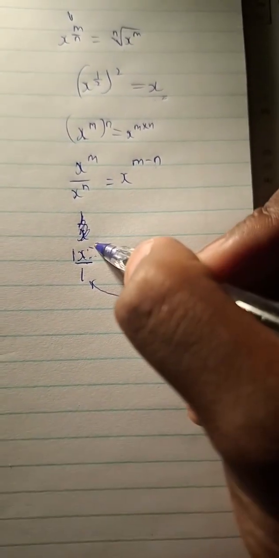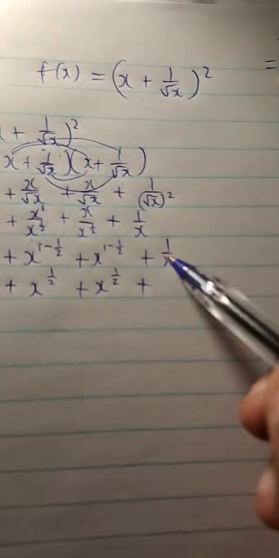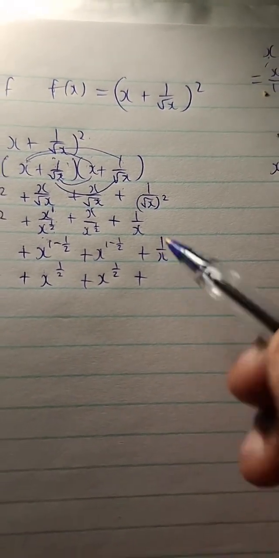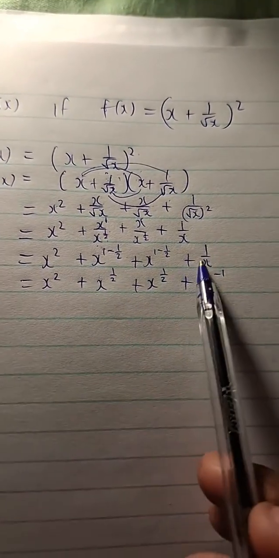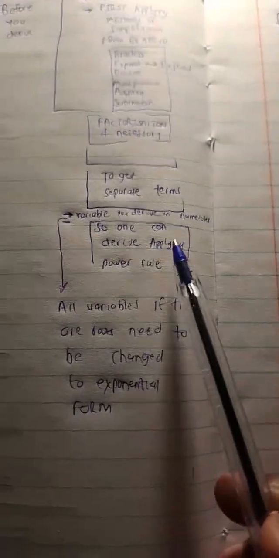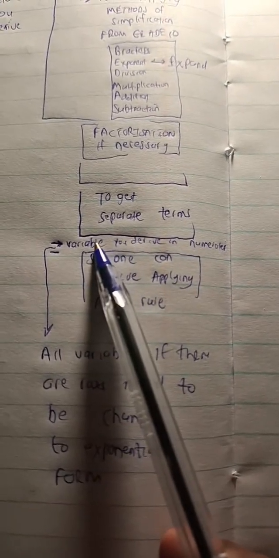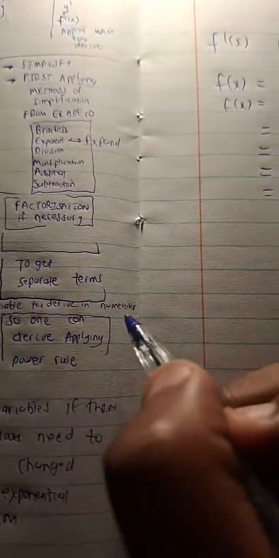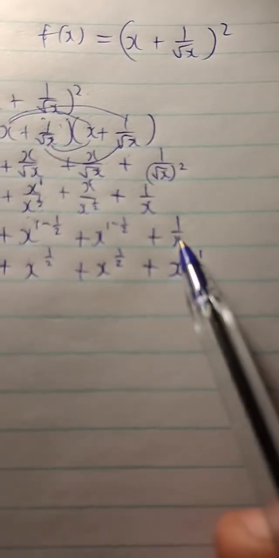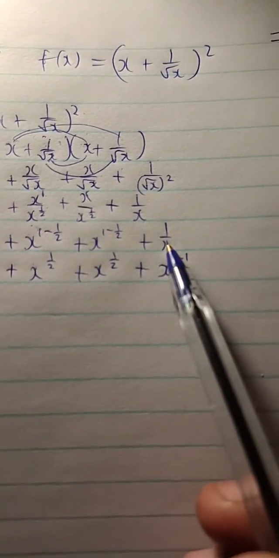It changes from positive to negative. So in the same vein, we have 1 over x here. We can write this as x to the power negative 1. Why did we just do that? It's because, like I said when I started off this lesson, if you are going to derive with respect to a variable, that variable must be in the numerator. The current variable that you want to derive with respect to is in the denominator.